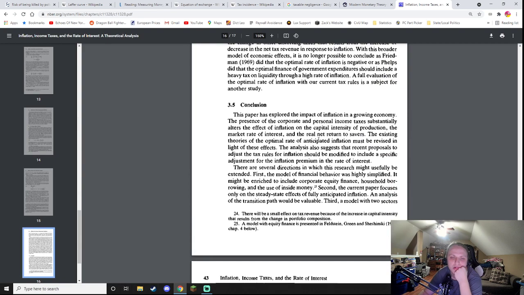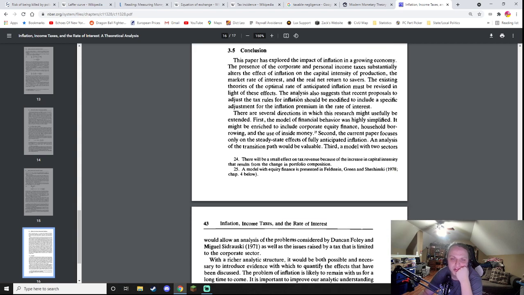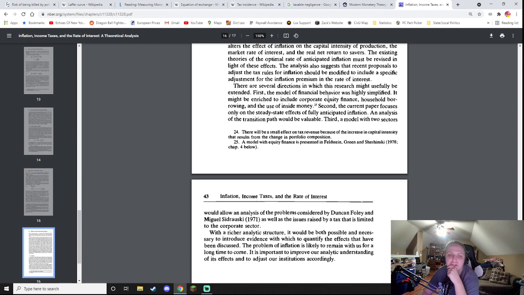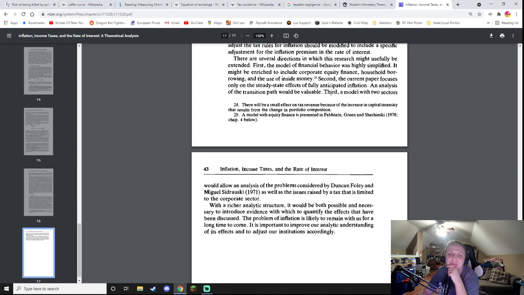Conclusion. As we explore the impact of inflation in a growing economy, the presence of the corporate tax substantially alters the effects of inflation on the capital intensity of production, the market rate of interest, and the real net return to savers. Existing theories of the optimal rate of anticipated inflation must be revised in light of these effects. Analysis also suggests that recent proposals to adjust the tax rules for inflation should be modified to include a specific adjustment for the inflation premium in the rate of interest. There are several directions in which this research might usefully be extended. First, the model of financial behavior is highly simplifying.